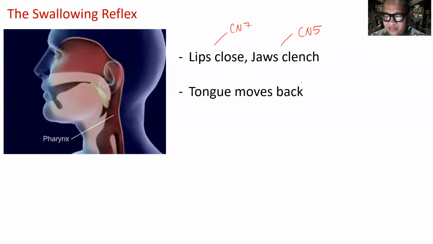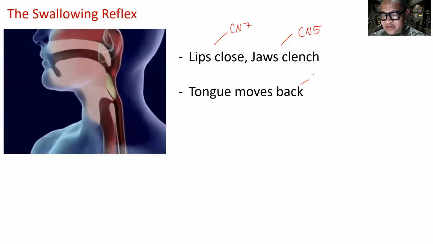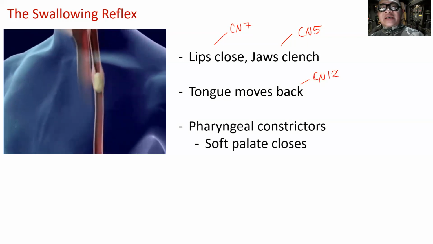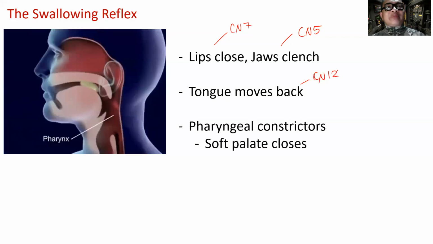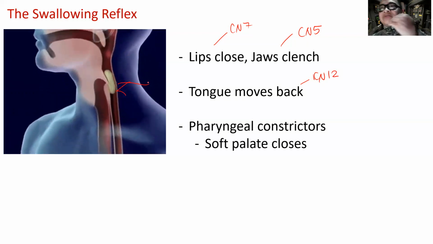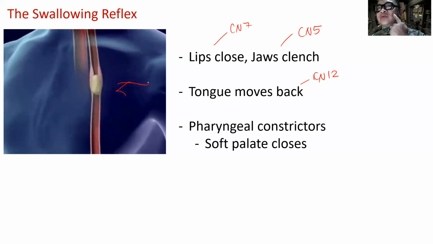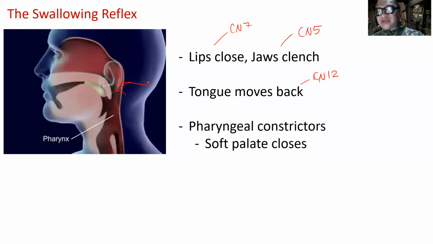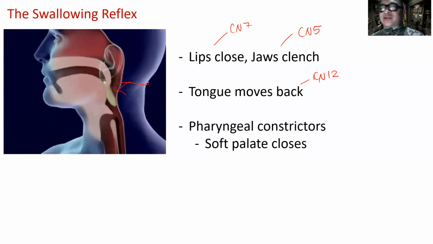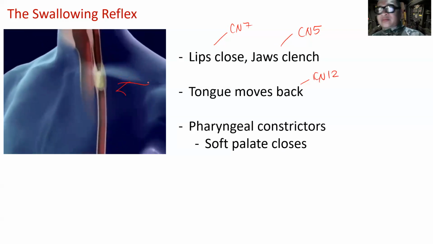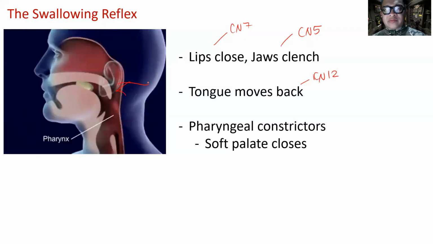What innervates the motor function of your tongue? Cranial nerve 12. Okay, pharyngeal constrictors. Your soft palate closes over here. See there? Your soft palate closes so that whatever food or drink you have there won't go up and out your nose. Sometimes when you're drinking milk or whatever liquid, somebody makes you laugh and cough, and out goes the milk in your nose.